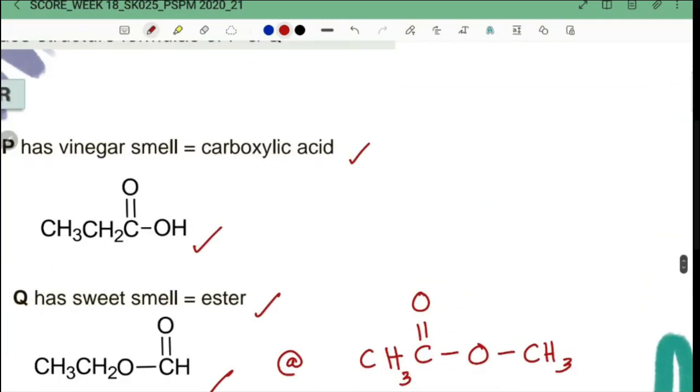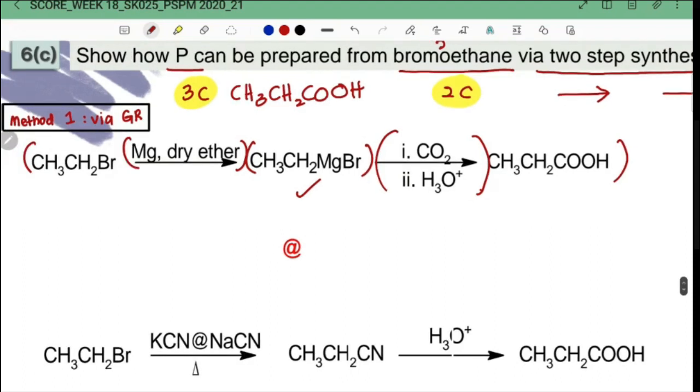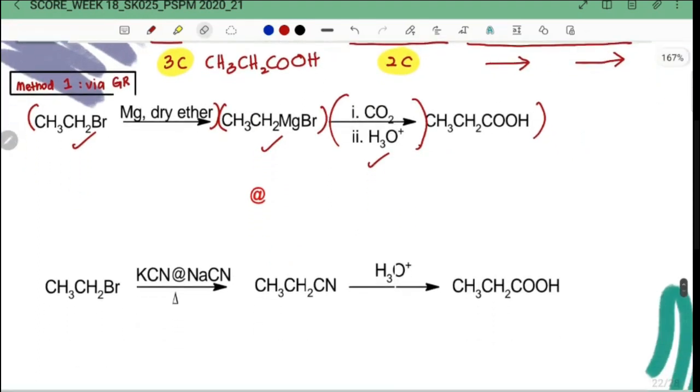Okay, 1, 2, 3, 4, 5, 6, 7, 8, 9 marks. So kena beza lah kat sini. Dia kena satu persatu. 1, 2, 3. Right. Okay, and then ataupun you have the method 2 using the KCN.